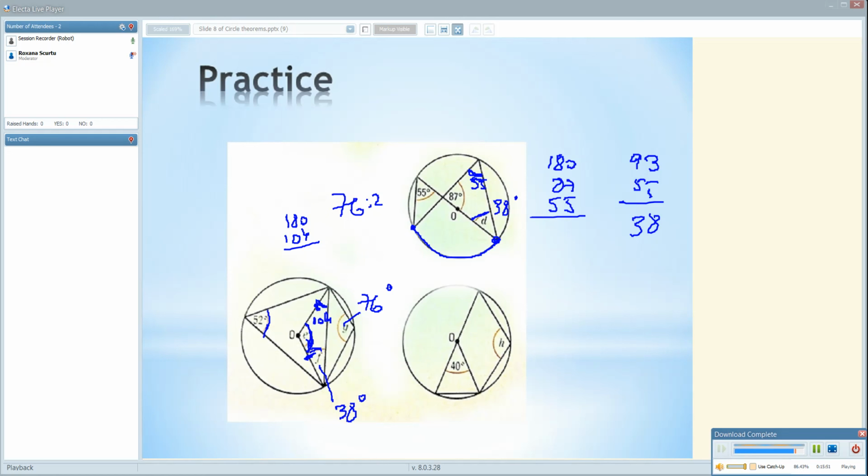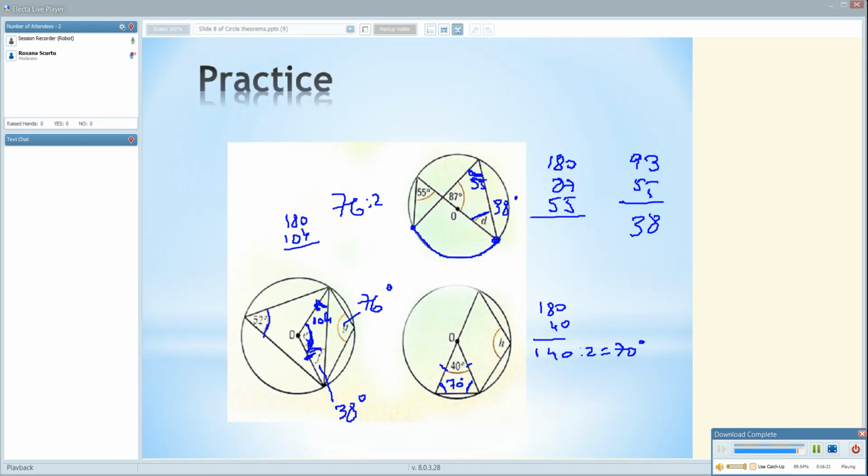Okay, and the next one, let's see, the next one would be, we can find out this angle and this one, because as you can see, this is isosceles, yeah? So it's 180 minus 40 is going to be 140, and then we half it is going to be 70 degrees. So it means both of these angles, each one of them is 70 degrees.